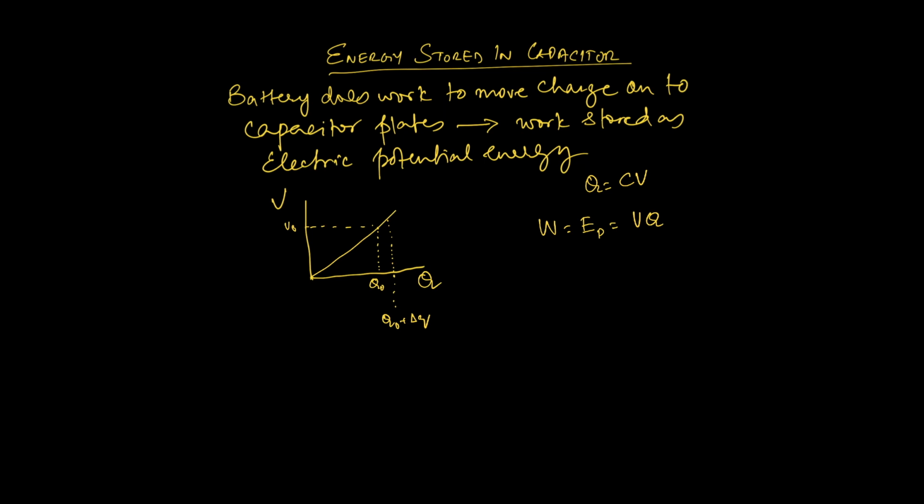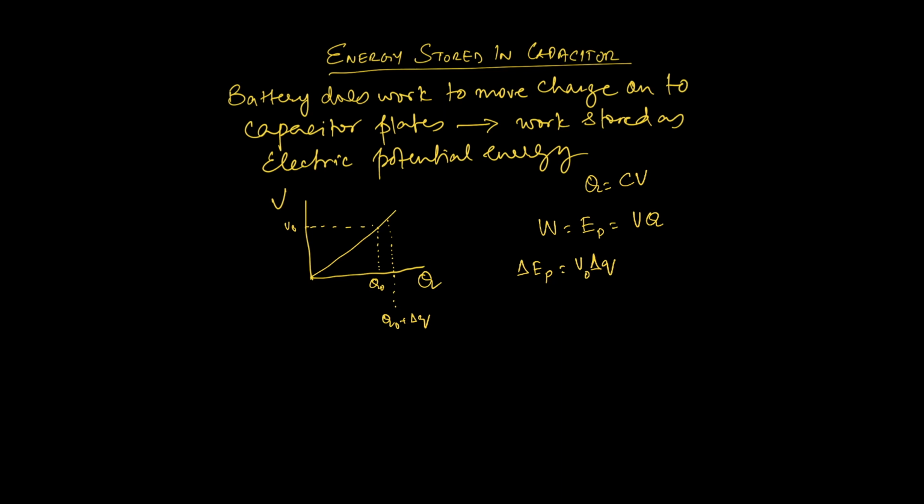So you're going to see that a small amount of charge has been applied. The additional amount of energy transferred is given by delta EP, which is V naught times delta Q. It's an infinitesimally small amount of charge added, so you can assume that V naught is still constant.